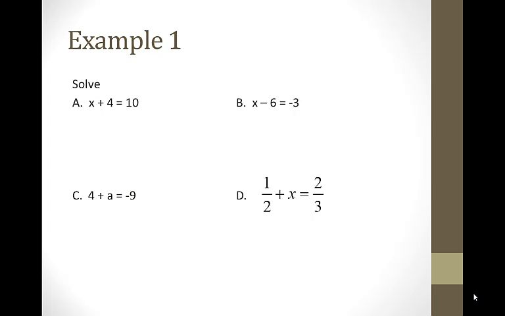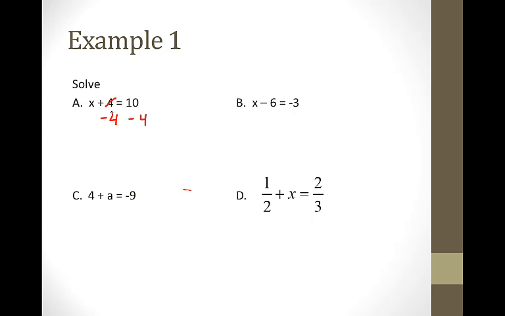Part A. Solve x plus 4 equals 10. So the question that we ask, and we talked about this in class, is how is that 4 connected to the x? It's connected to the x through addition, and so we do its opposite. The opposite of addition? Good, subtraction. So we are going to subtract that 4 from both sides. As we talked about in class, whatever we do to one side, we have to do to the other side to keep this equation balanced.